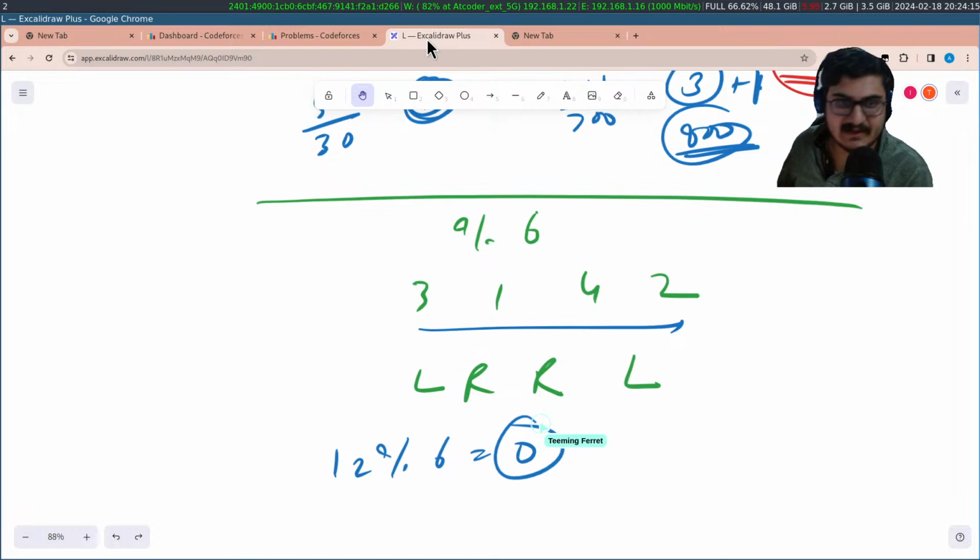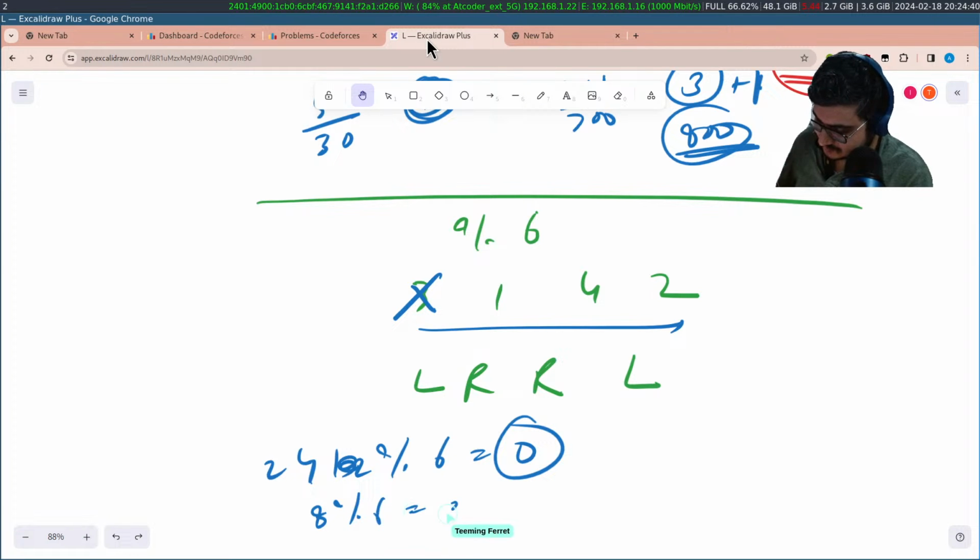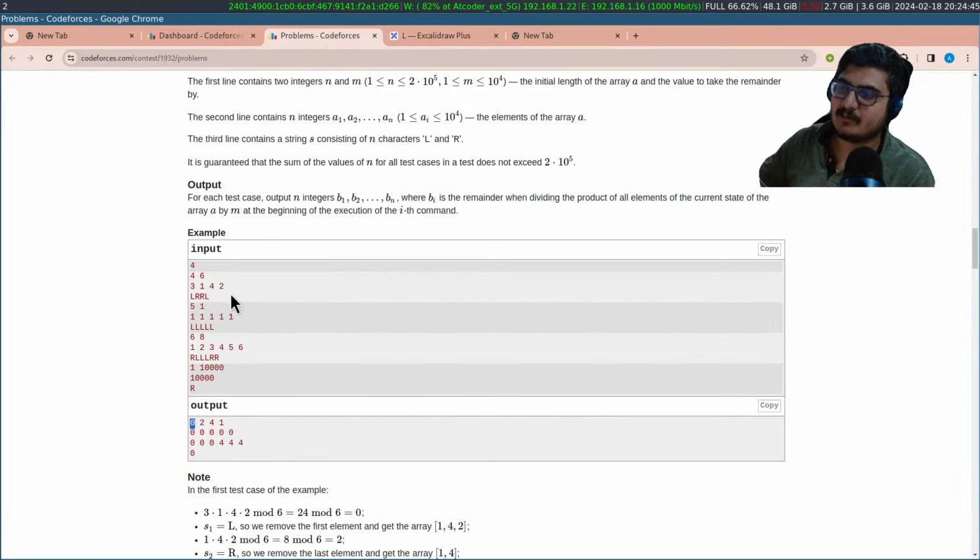And now we have one left command. The product is 24 over here, sorry, and 24 modulo 6 is 0. Now if you look at it, you have to remove the left cell over here. And the remaining array would be 1 4 2. And the product of these numbers is 8, like 4 into 2, 8. And 8 modulo 6 is 2. So we have to now output 2 again.